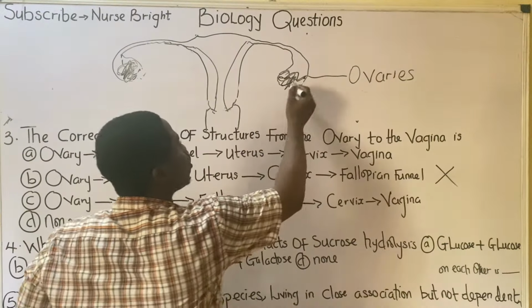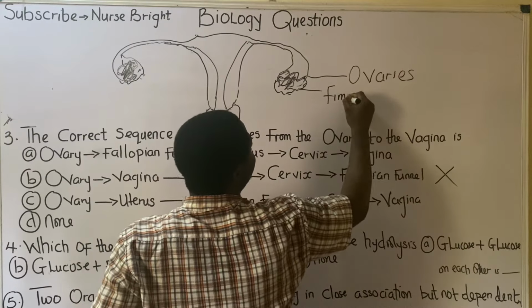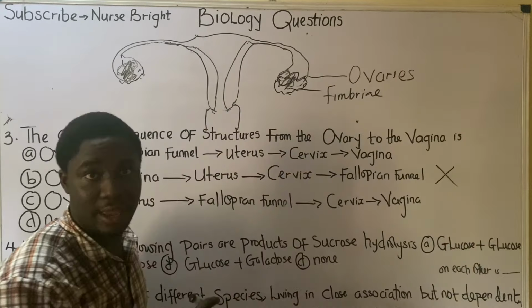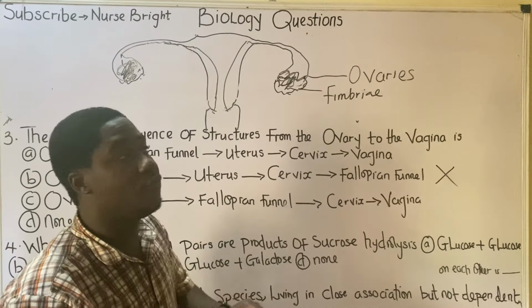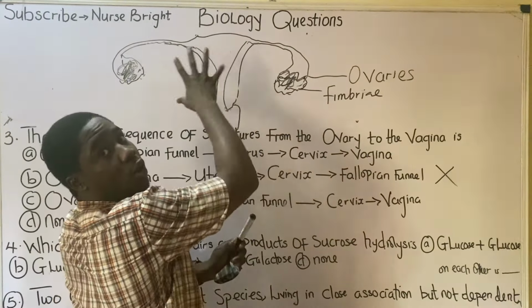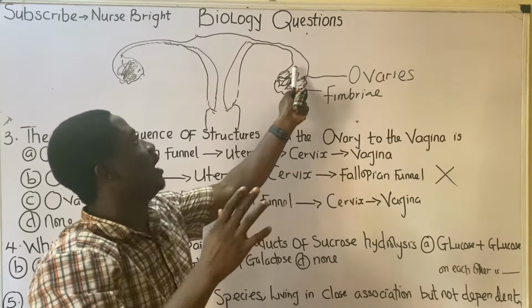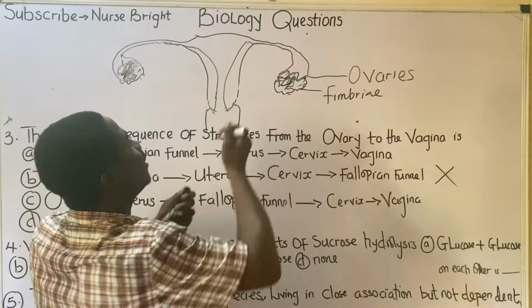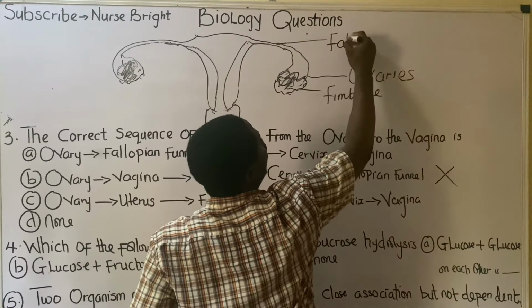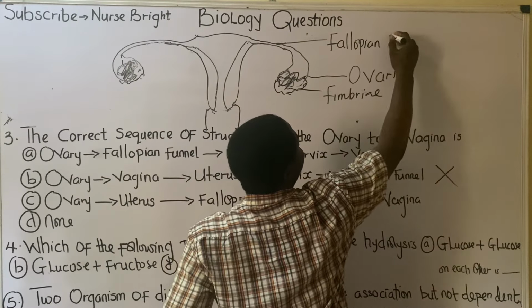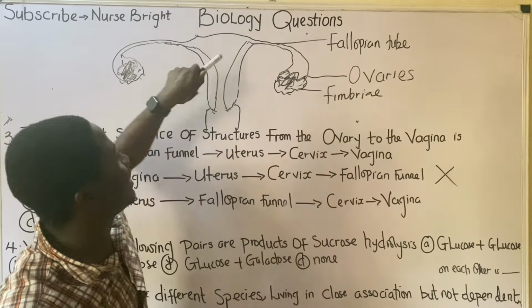There are some structures that hold the eggs in place. Those structures are called the fimbriae. Are you following me now? These are the structures that hold them in place, so that when it's time for the eggs to be released into this part of the female reproductive system, they help push them via this tube. This part is called the fallopian tube, or we can also call it the fallopian funnel. It's like a tube where the eggs pass and enter.